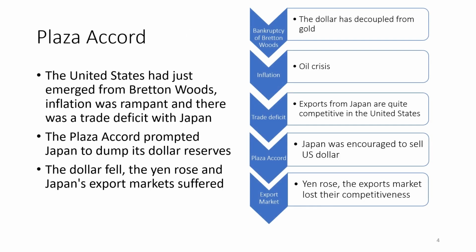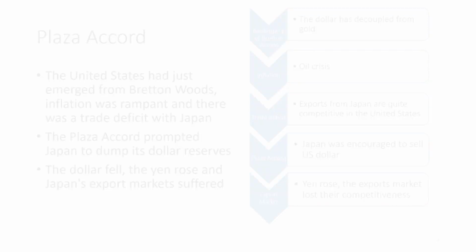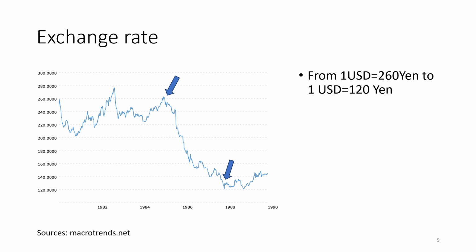Since the multiple outbreaks of the dollar crisis, the United States economic crisis, and the irresolvable contradiction of the system itself, the United States emerged from the Bretton Woods system. The inflation was rampant, and there was a trade deficit with Japan. After that, since the commitment to the Plaza Accord was accomplished, and Japan was encouraged to sell US dollars, the dollar fell and the yen rose, so the Japan export market suffered. It can be observed that the yen has appreciated a lot, from 216 yen to 120 yen to the dollar.